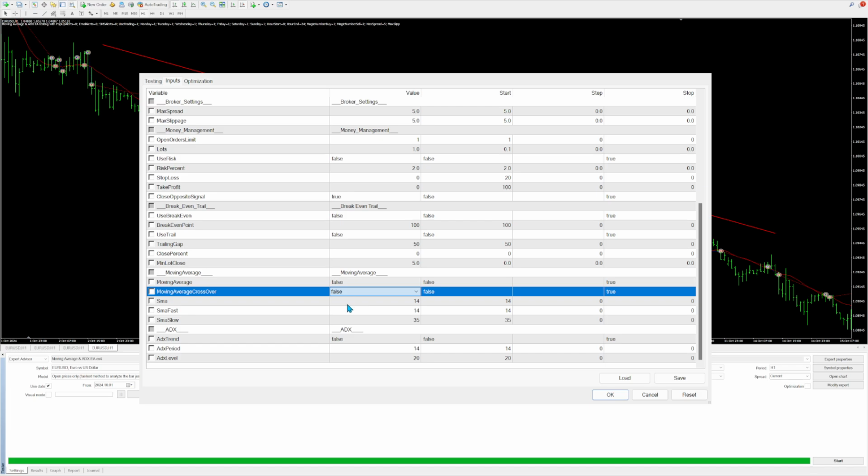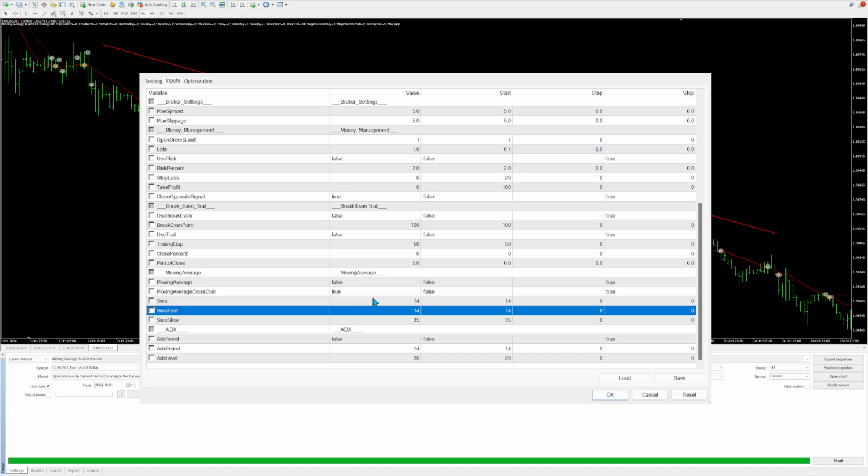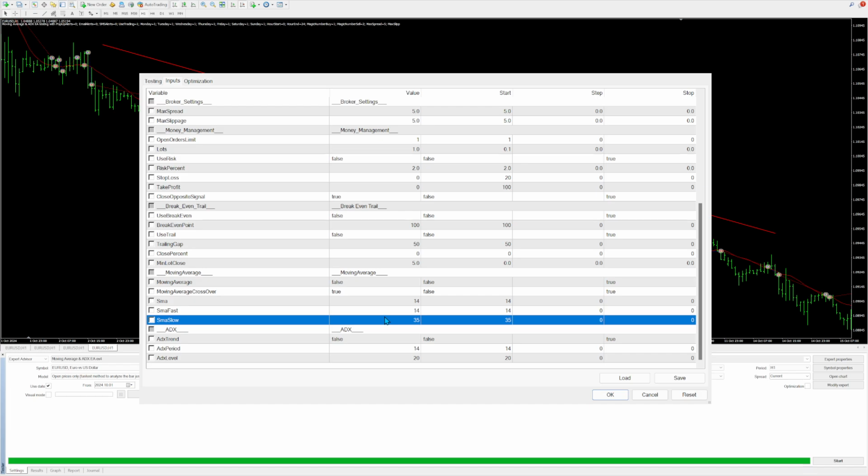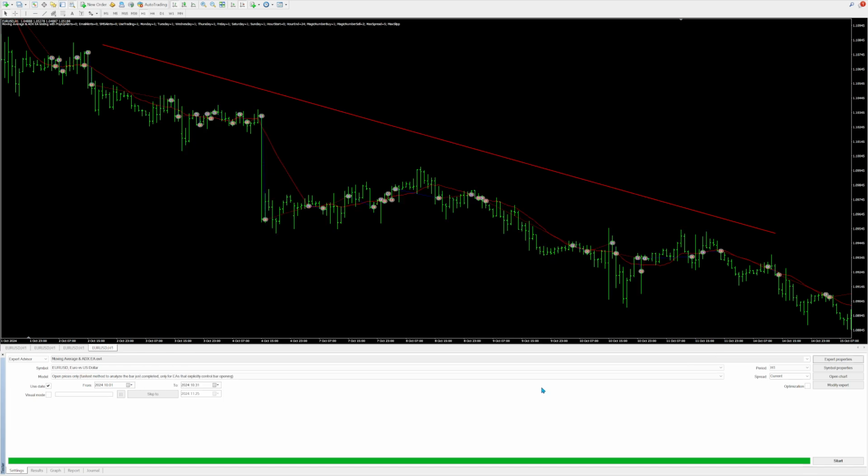Moving average crossover. So this basically, if the fast simple moving average crosses above the slow simple moving average, there'll be a buy trade. If it crosses below, there'll be a sell trade. So for example, we'll just leave 14 and 35 for argument's sake. Moving average crossover true, run that.